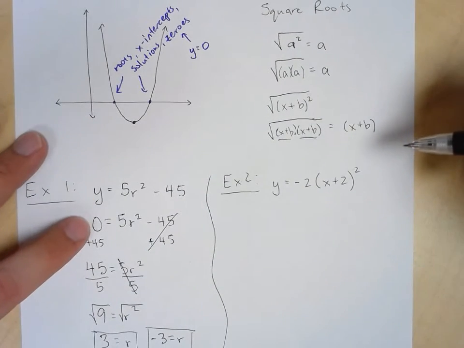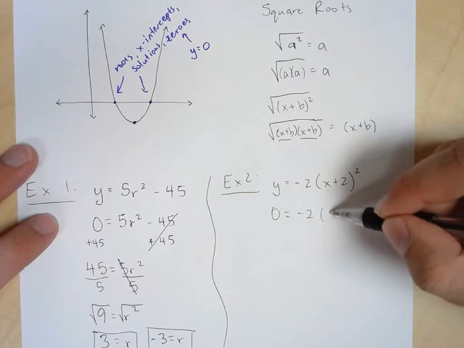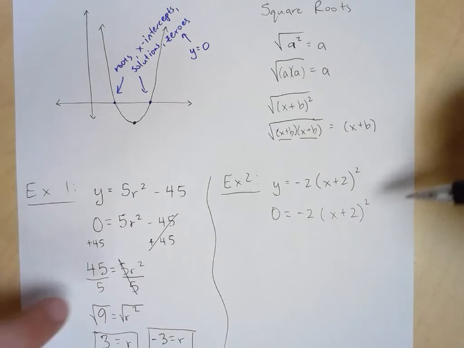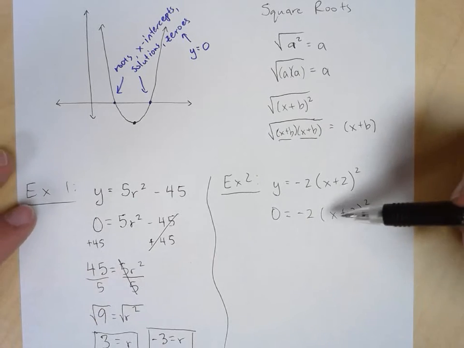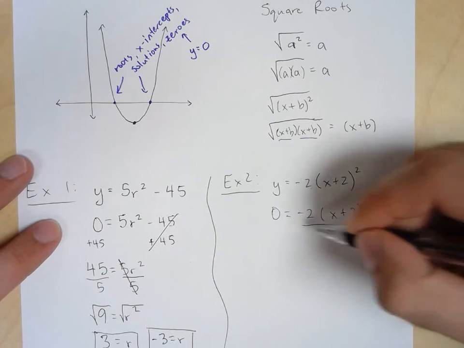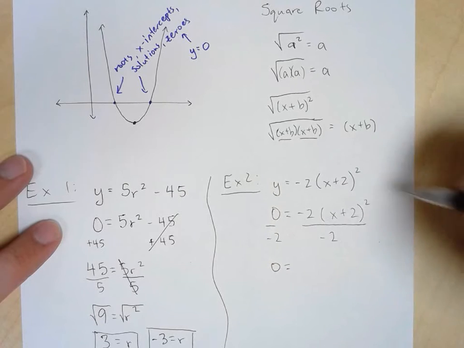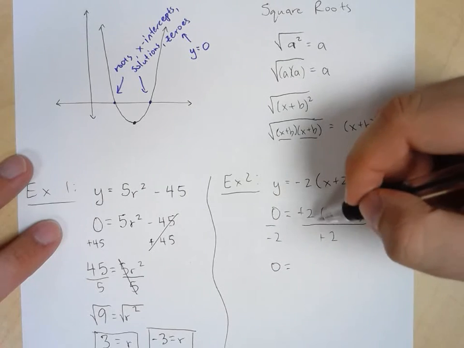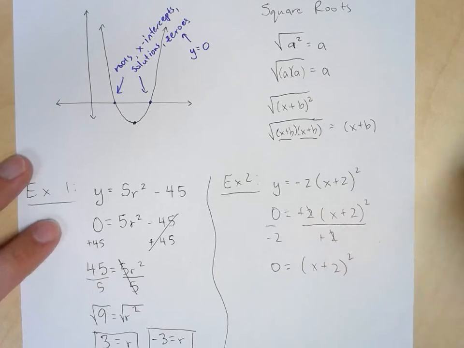So our first step, just like we did over on the left side, is to change y to be 0 and carry everything else down. And then again, before we try to take the square root of anything, we've got to get rid of whatever coefficients we're multiplying by. In this case, we're multiplying this by -2. So we're going to divide both sides by that number. So we're going to get 0 equals, the negatives are going to cancel because 0 divided by -2 gives us 0. Negatives cancel, 2 divided by 2 is 1, which gives us just 1 times x plus 2 quantity squared.